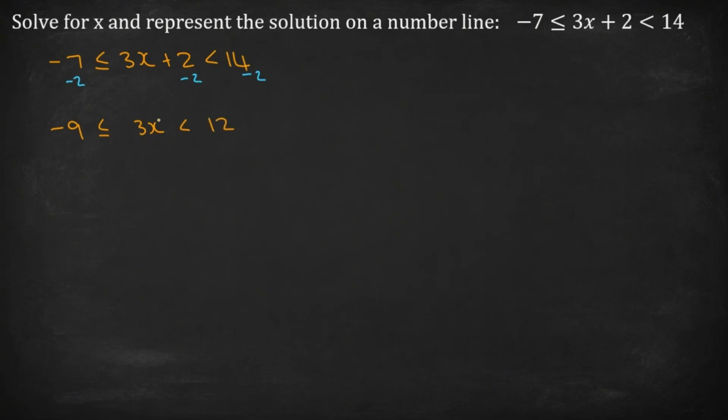Okay, but we are not done yet, because this x is not alone yet. This x is being multiplied by 3. That means I have to divide by 3, but I have to divide by 3 on all sides. Okay, so that leaves us with x in the middle, and that is greater or equal to, now negative 9 divided by 3 is negative 3. And here the x is less than, and 12 divided by 3 is 4.